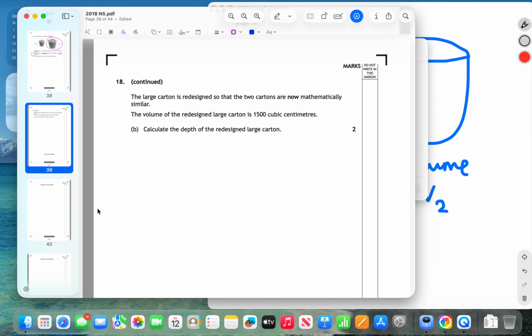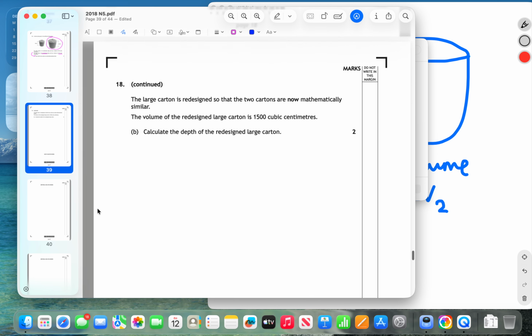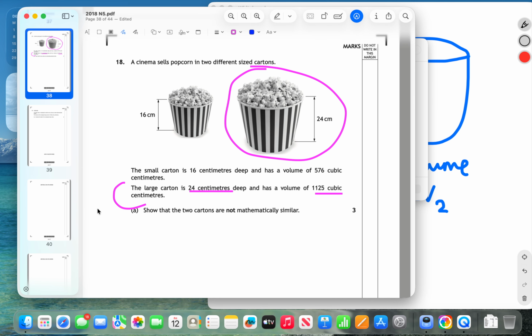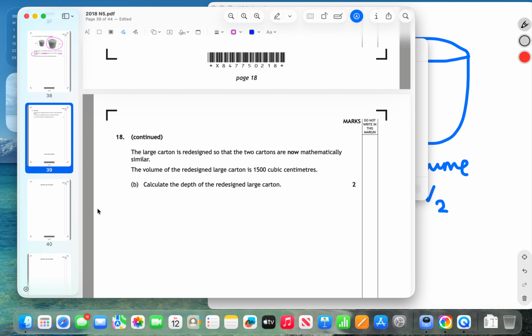This is the 2018 paper 2 question 18b. Now we looked at question A in the last one, very complicated. Now this one is maybe a bit easier, but it's still very difficult at the same time. We're given that the large carton has been redesigned so that both cartons are mathematically similar. The volume of the new large carton is 1,500 cubic centimetres. So we have to calculate the depth of the new large carton.